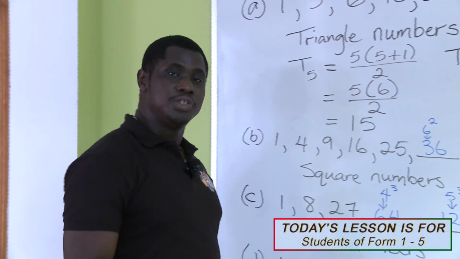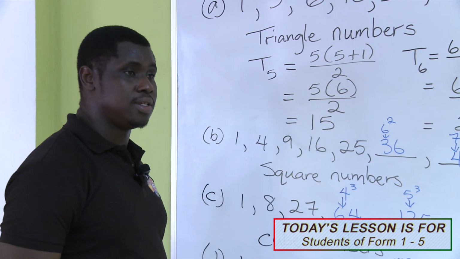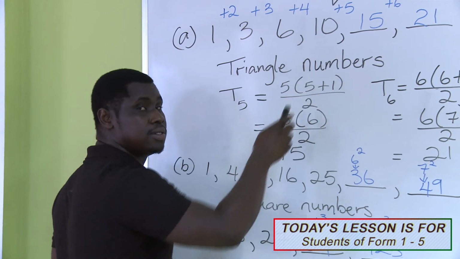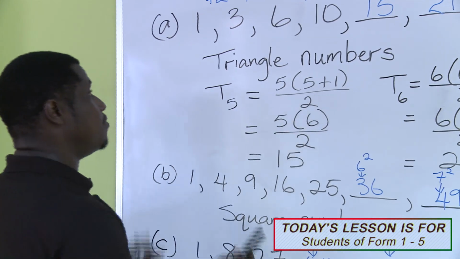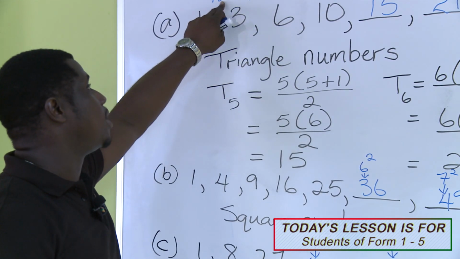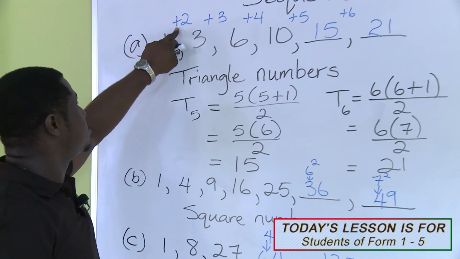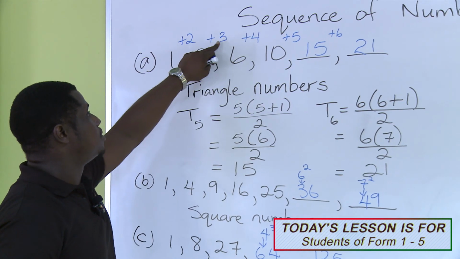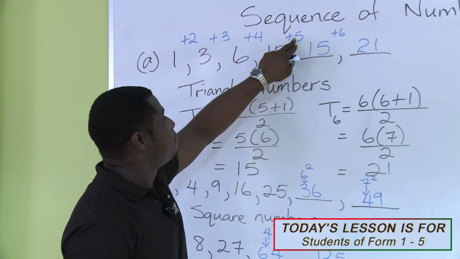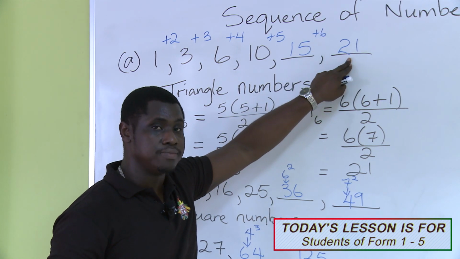Now let's compare what you got to what I got. For the first sequence, I realized that my pattern is I had triangle numbers. Now, we could have done it this way. For every term, I'm going to add one more than I previously added. So 1 plus 2 is 3, 3 plus 3 is 6, 6 plus 4 is 10, 10 plus 5, 15, and 15 plus 6 is 21.